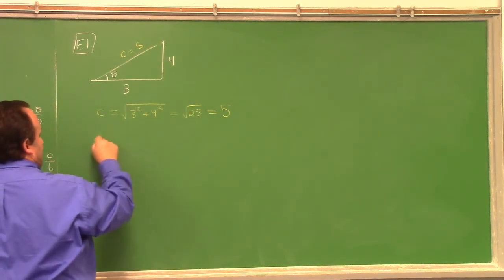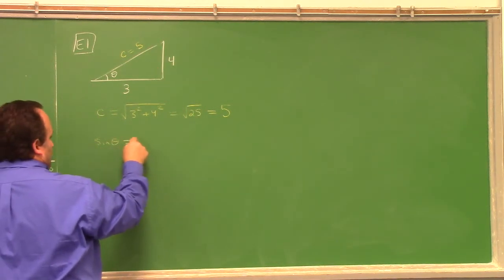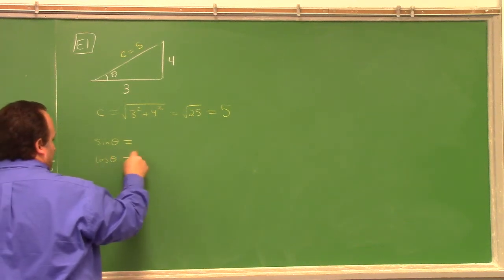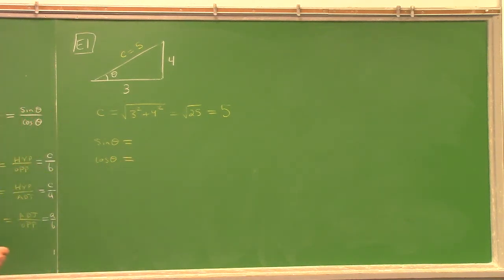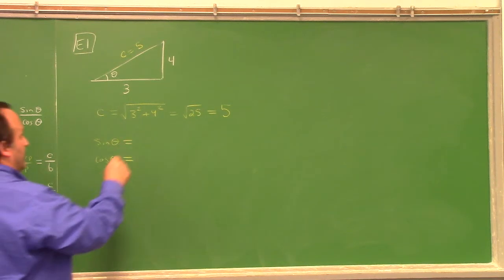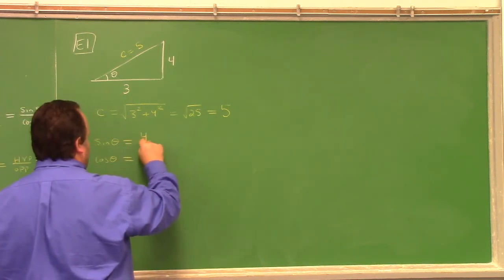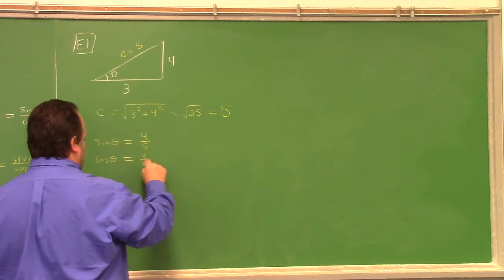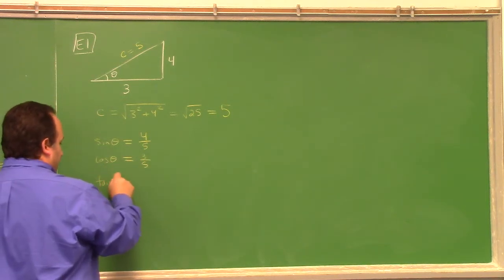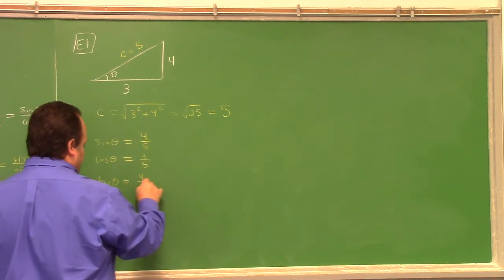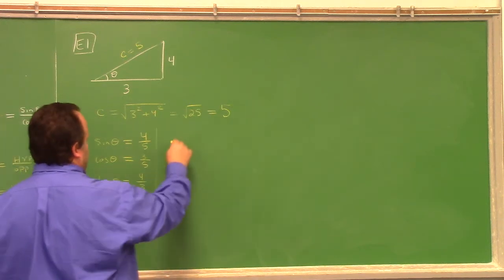What's the sine of theta? What's the cosine of theta? You guys tell me. I have 4/5, yeah, 4 over 5. 3 over 5. Tangent theta? 4 over 3. Yeah, flip them, exactly, flip them.